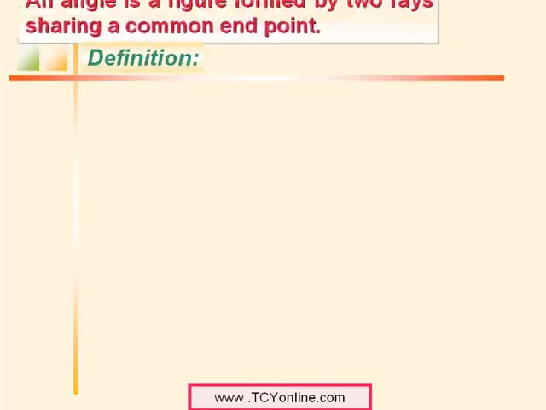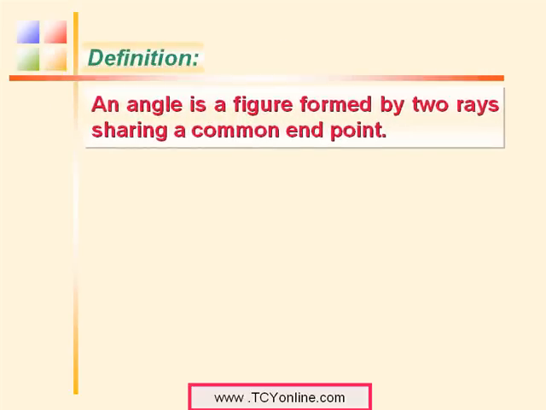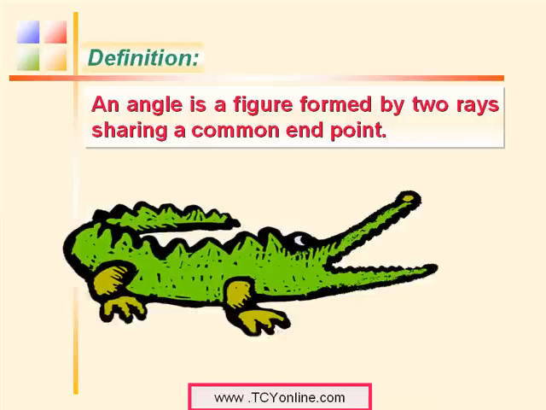Let's first of all look at the meaning of the term angle. Angle is basically a figure which is formed by two rays sharing some common endpoint. Let's understand the meaning of angle with the help of this example.